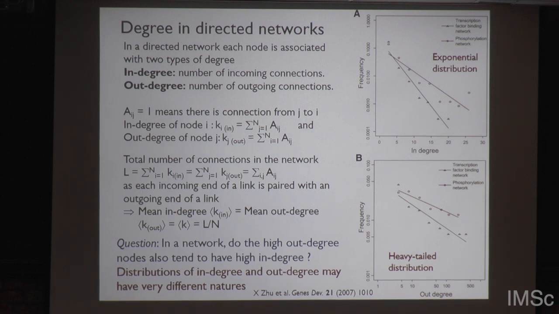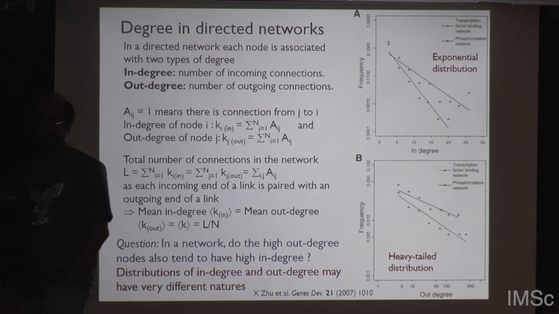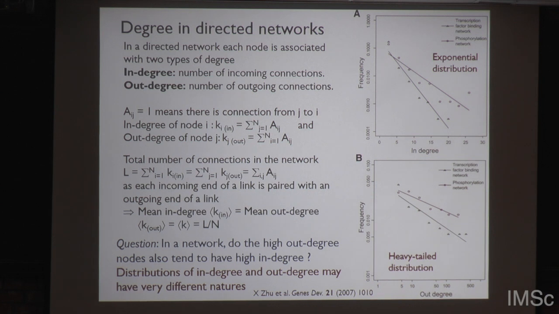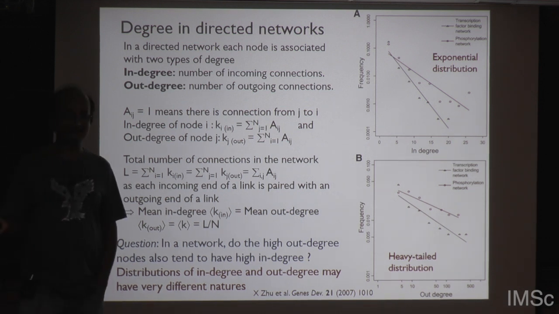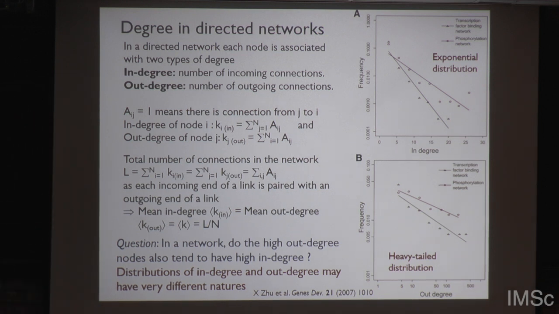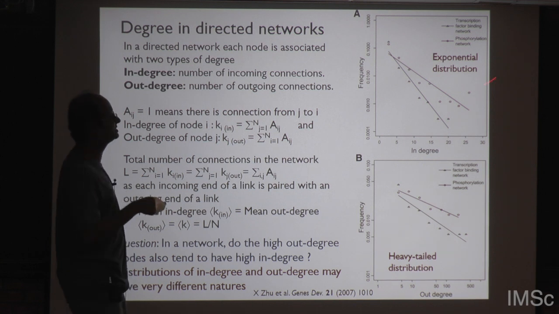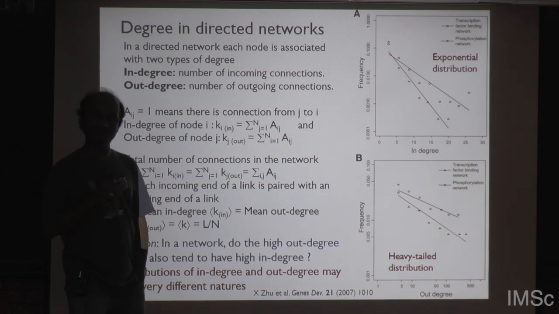Now you might well ask, does a node which has high in degree typically tend to have a high out degree? A related question is, if you have a particular distribution of in degree, would the distribution of out degree also be similar? That turns out to be not true. For example, this picture shows that for the transcription factor binding network as well as for the phosphorylation network, which is important for intracellular signaling, the in degree follows an exponential distribution while the out degree follows a heavy tail distribution.